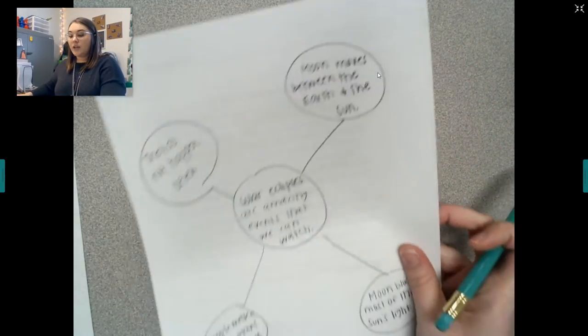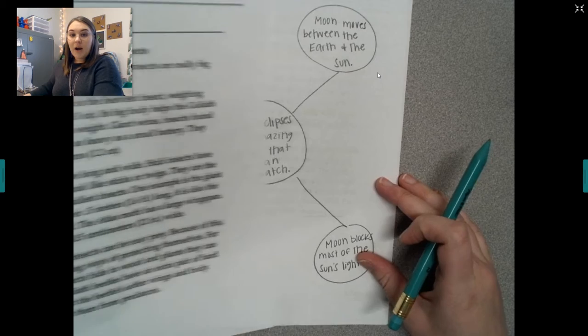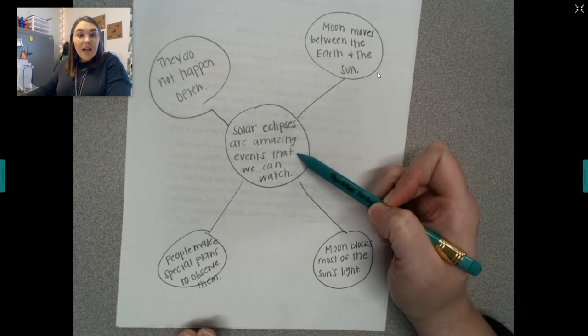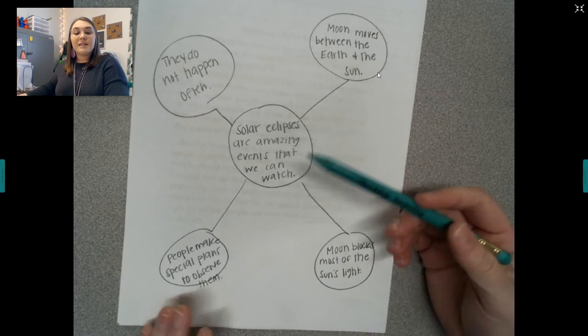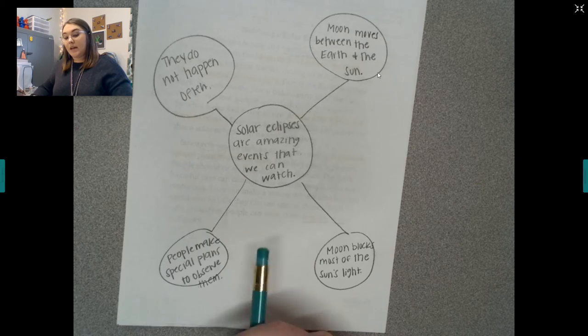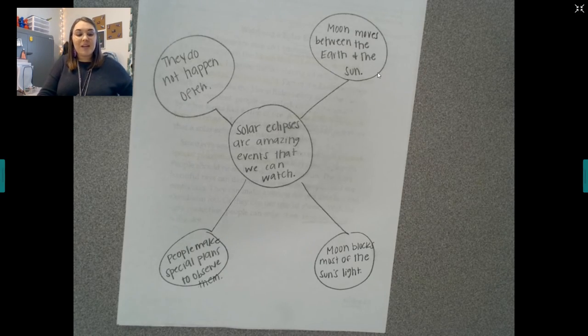Okay, so again, you're going to read this, figure out what the central idea is. Remember, it has to be in a complete sentence. And then you're going to find 4 details that support your central idea. When you're done with that, I want you to take a picture and I want you to turn it in.